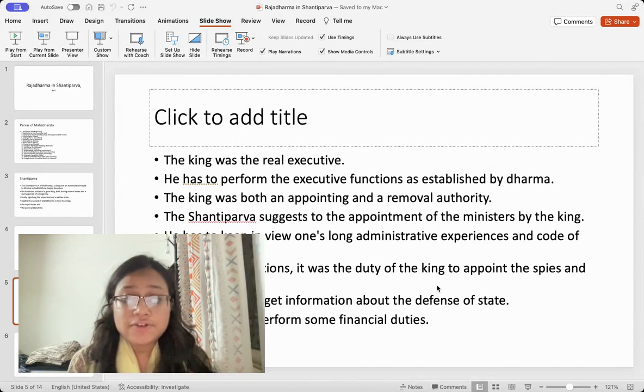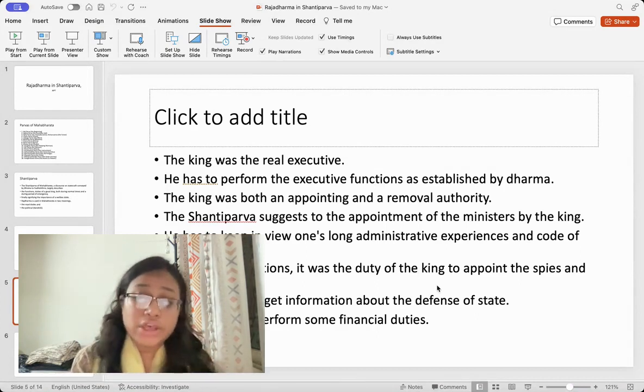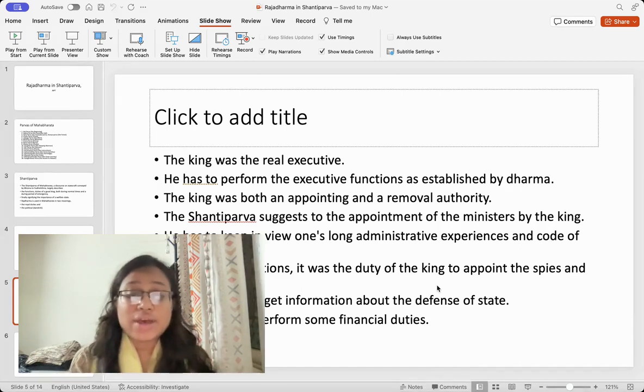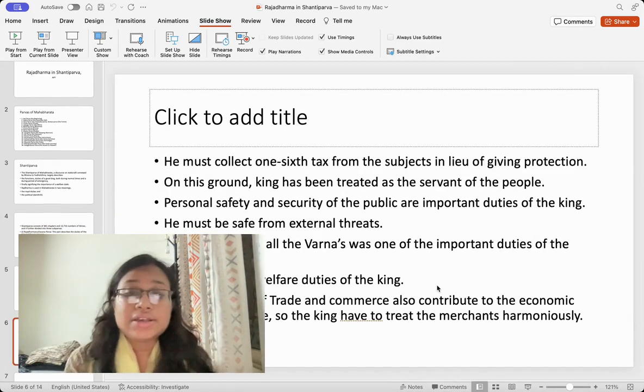In terms of maintaining interstate relations, it is also the duty of the king to appoint spies and ambassadors. The king has to get information about the defense of the state, and therefore he has to appoint spies and ambassadors. Apart from this, the king also has some financial duties. He must be collecting one-sixth of the taxes from the subjects, and because the king is collecting taxes, in lieu of that he is liable to give protection to the people.